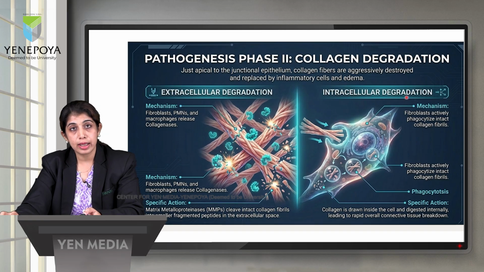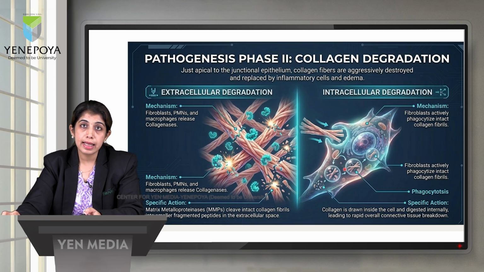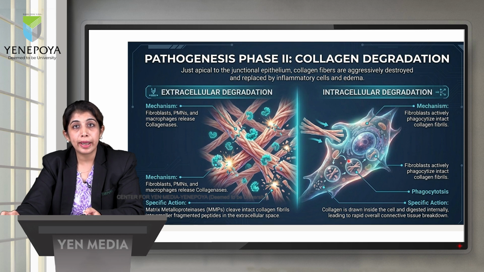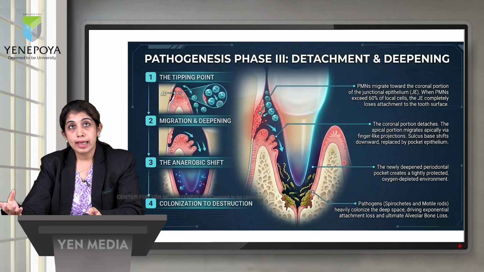The second way is intracellular. We all know the cells that form collagen and resorb collagen are called fibroblasts. These fibroblasts will actively phagocytose your collagen fibrils, and then they will cleave the collagen and digest it internally, leading to an overall breakdown of the connective tissue. So this is what is happening in the connective tissue part. So what is happening?